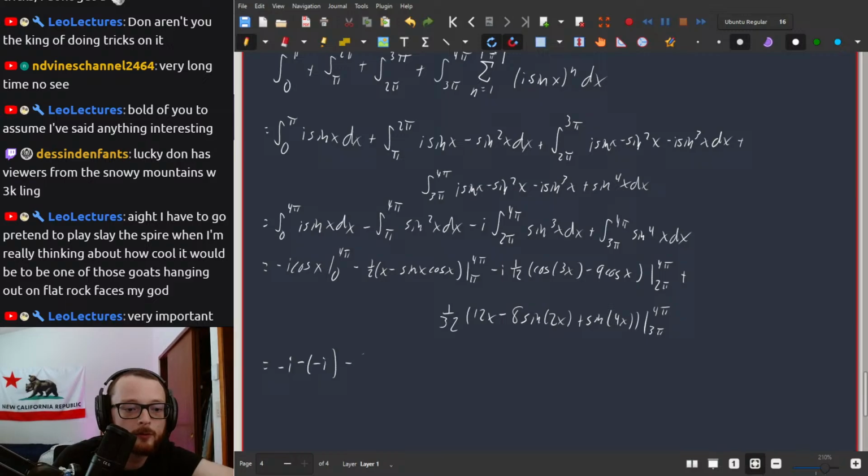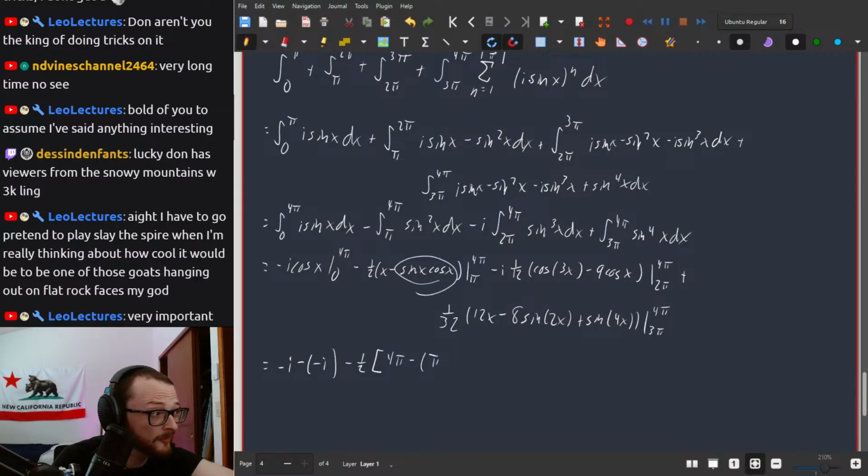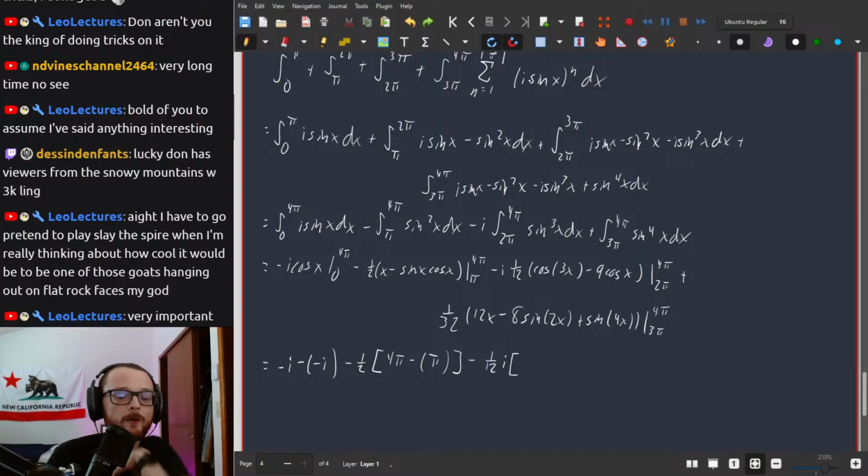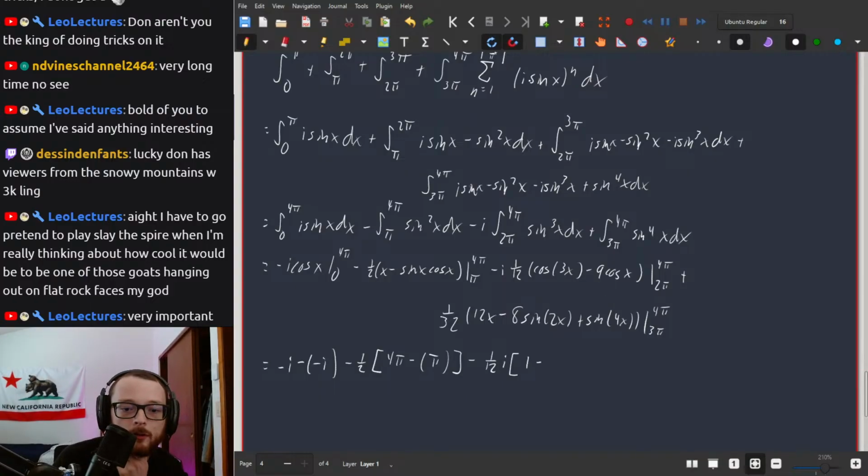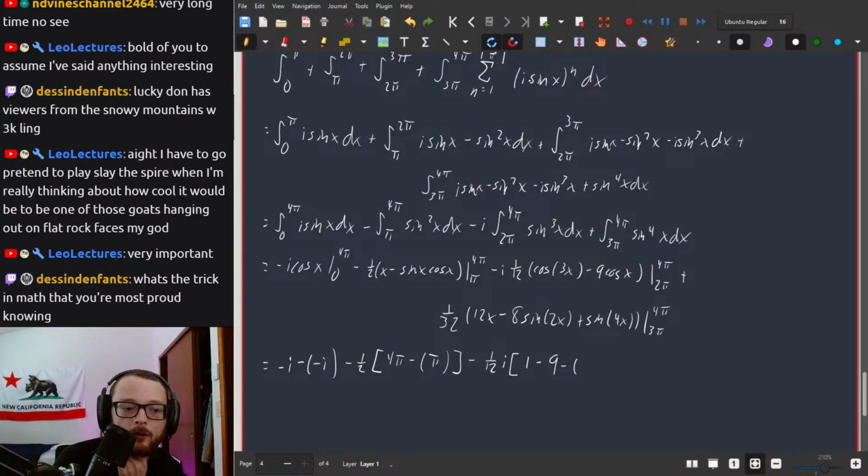What do I get from you? 4 pi. This is 0. Minus pi. Still 0? Yeah. 1/12 i. What do we get here? Cosine of 12 pi is 1. Cosine of 4 pi is 1, so 9. 6 pi is 1. Minus 9. Oh, wait, this is still cosine integrated over a period. This will zero out.